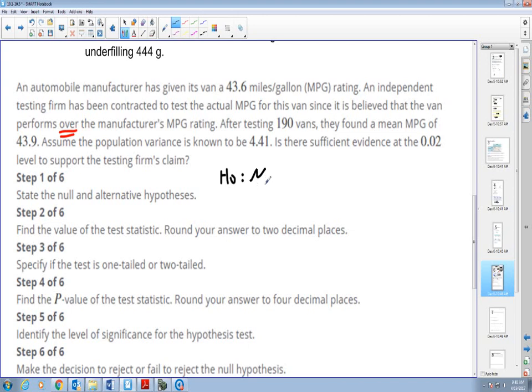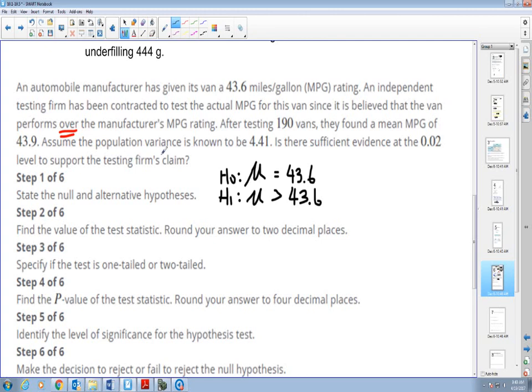They're claiming the mean mileage, this is mu, I'm sorry, the mean is at 43.6 miles per gallon. So the independent testing firm took a sample and believed that the van is actually overperforming. So we are the testing firm. We believe it's doing better based on testing 190 vans.